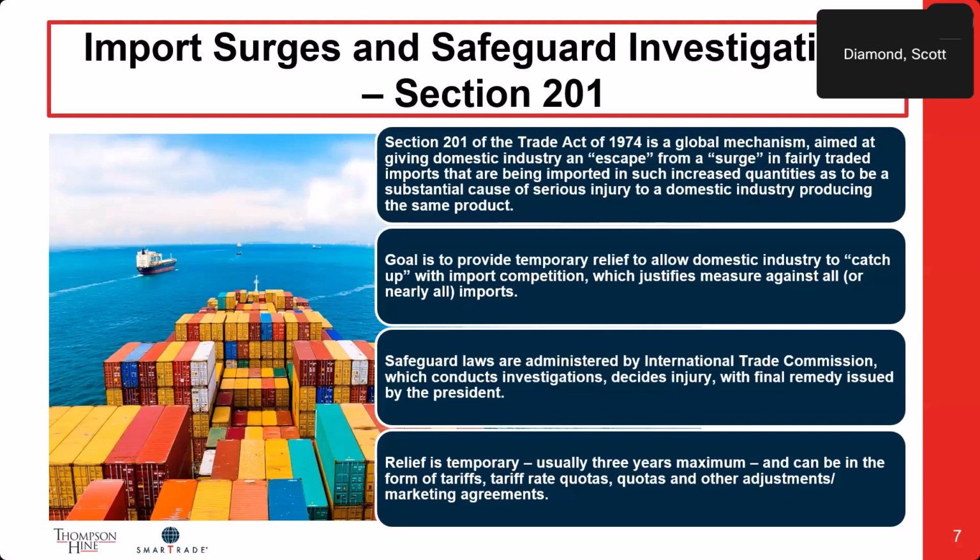And these bullet points just provide a quick overview of the Section 201 process. These actions are in compliance with our international obligations under both GATT Article 19 as well as the World Trade Organization safeguard agreements. But the key thing to take away from this slide is that these global safeguard investigations do not require a finding of unfair trade practices. This is import surges. And the second thing is that any relief that may be provided is temporary. You can move on to the next slide, please.